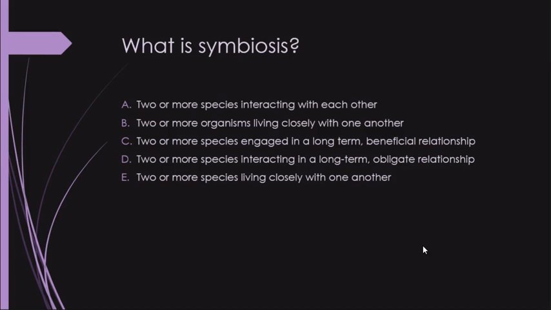Okay, so just really quickly, what is symbiosis? Two or more species interacting with each other, two or more organisms living closely with one another, two or more species engaged in a long-term beneficial relationship, two or more species interacting in a long-term obligate relationship, or two or more species living closely with one another.